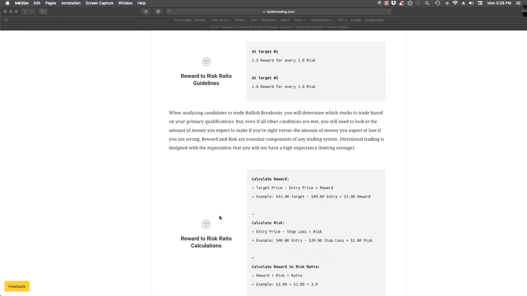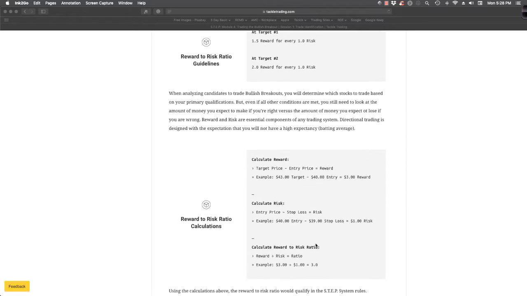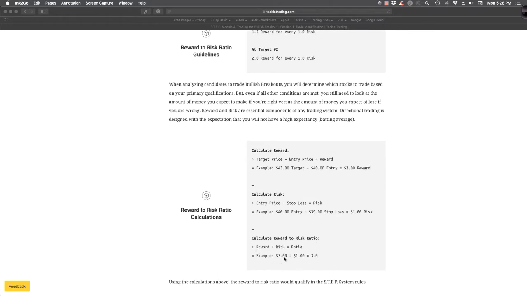And so here's an example in the training: $43 target, $40 entry, that's $3 reward. And the risk here in this example is entry price to stop loss. Entry price of 40, stop loss at 39, that's a risk of 1. So that'd be a 3 to 1 reward to risk ratio. You take the reward, you divide it by the risk, that gives you the ratio. So again, 3 divided by 1 equals 3, so that's a 3 to 1 reward to risk ratio.